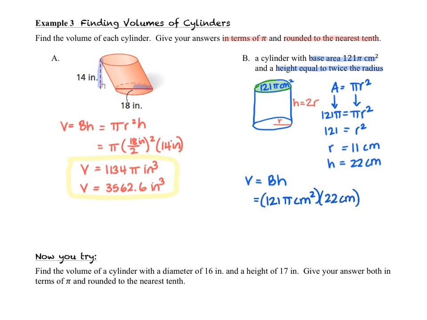And before we multiply pi through, we have 2,262 pi cubic centimeters. And after we multiply pi through, we have 8,362.9 cubic centimeters. And those are our two answers for question B.